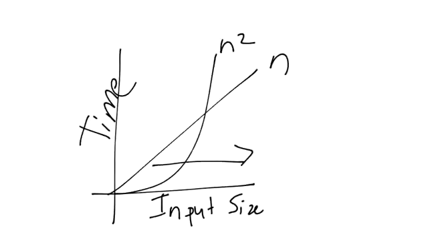Maybe for small input sizes, the big O of n squared algorithm might actually work faster. But eventually, as the input size increases towards infinity, the big O of n squared algorithm's runtime will eventually eclipse the runtime of the big O of n algorithm.